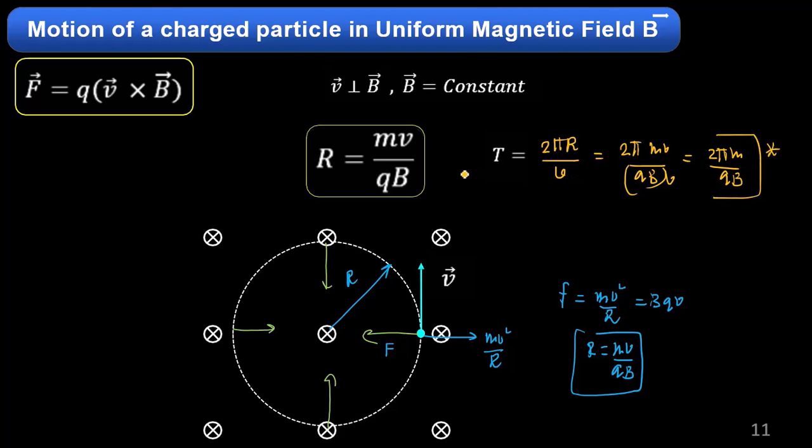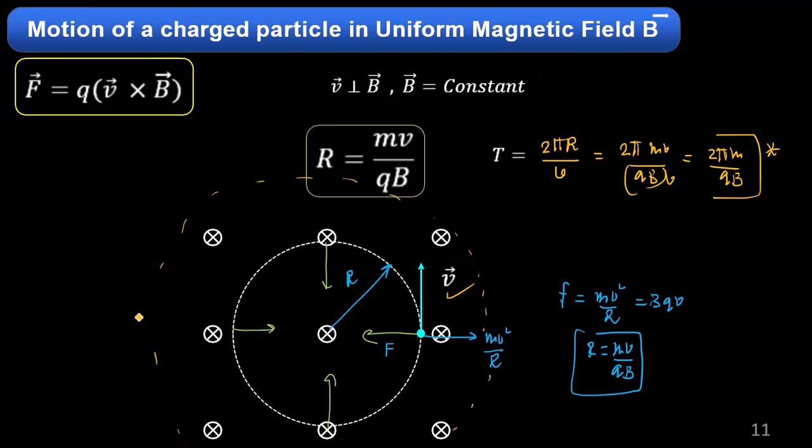So one of the important findings from the time period expression is that time period is independent of velocity. That means in the same magnetic field, if I project one particle with velocity v, and I project another particle with velocity 2v, the 2v velocity particle will perform a larger circle, a larger radius. Why? Because r is dependent on velocity.